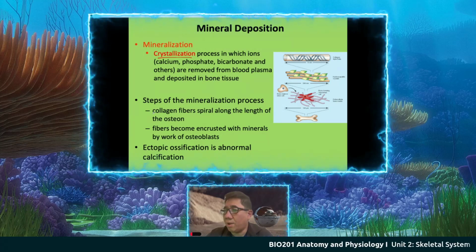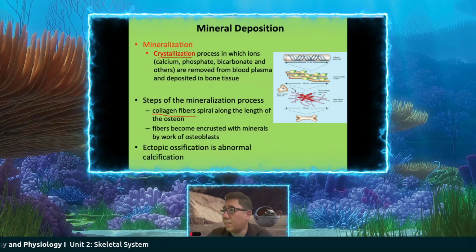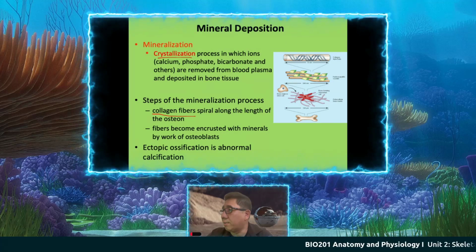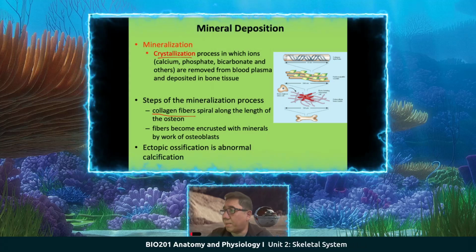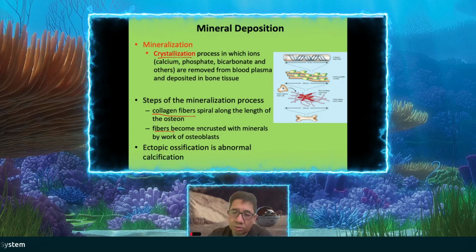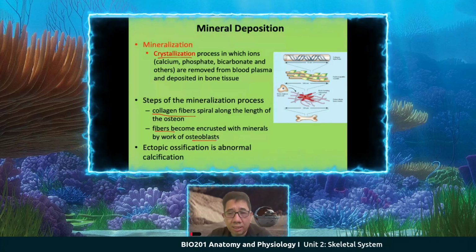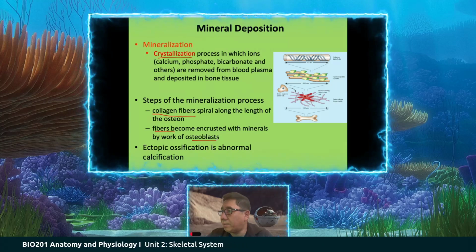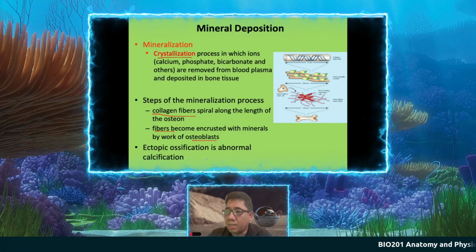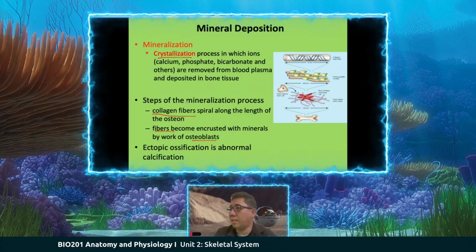The first thing it does, you have these collagen fibers, as you can see right here. You have collagen fiber spiral along the length of the osteon, spindle-like right here, wrapping around the osteon. These fibers then trap those minerals, and because the osteoblast is the one that causes it to be a little sticky, those minerals trap the blood cells and those minerals in your blood that are being pulled out. Then those start to form into part of your bone.